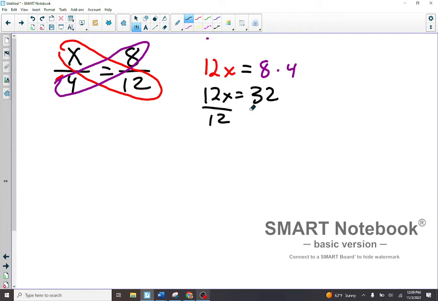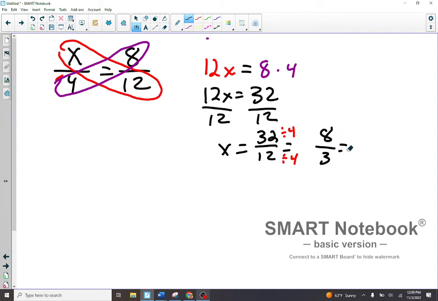Divided by 12, divided by 12. x equals 32 over 12, which we can simplify by taking out a 2 on top and bottom. Or you can do it by 4. Or you could do it in your calculator. Yes, you could do it in your calculator, which is going to be 8 over 3. 8 over 3, my bad.